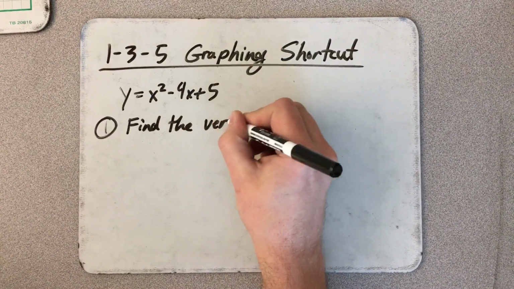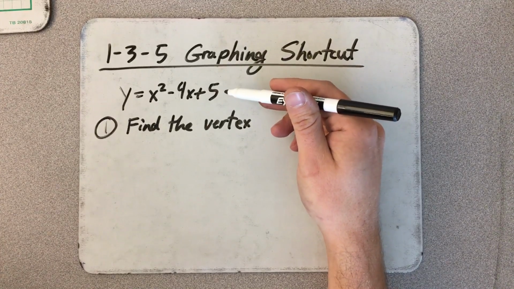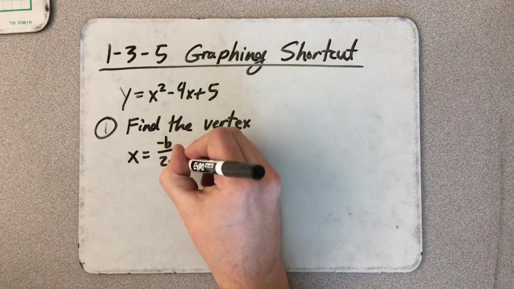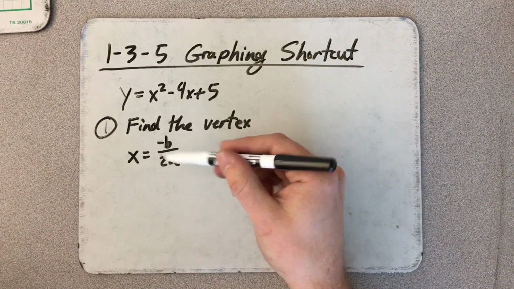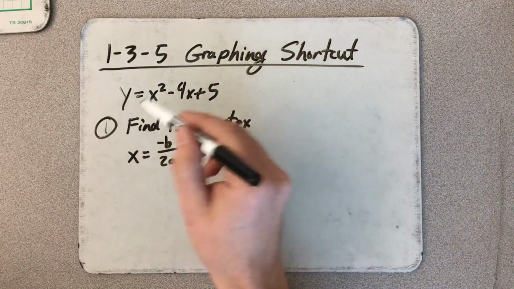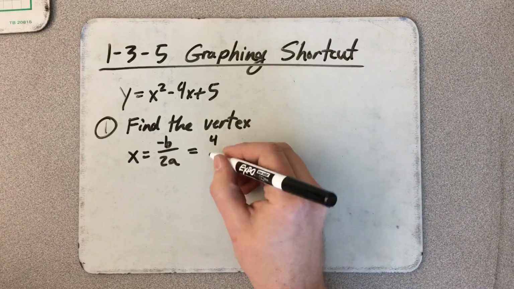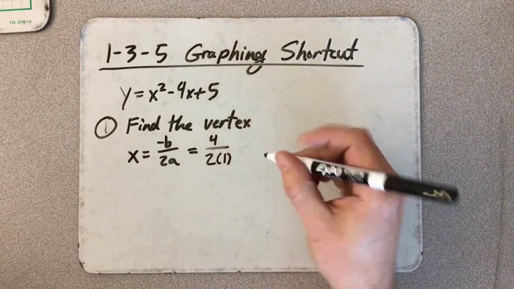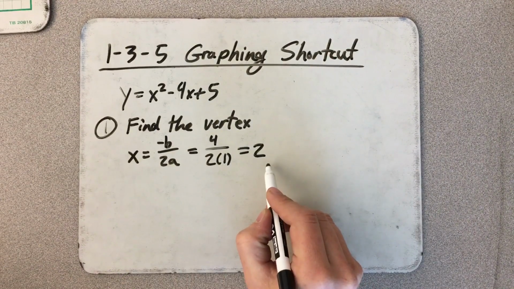And there's a couple different ways to do this. When you're in standard form, one method you might use is x equals negative b over 2a. You can use this formula to find the x value of your vertex, plug it in to get the y value. So let's do this with this example. Negative of negative 4, we're going to put a positive 4 on top, over 2, and a is 1, so 2 times 1. 4 divided by 2 is 2, so the x value of our vertex is 2.